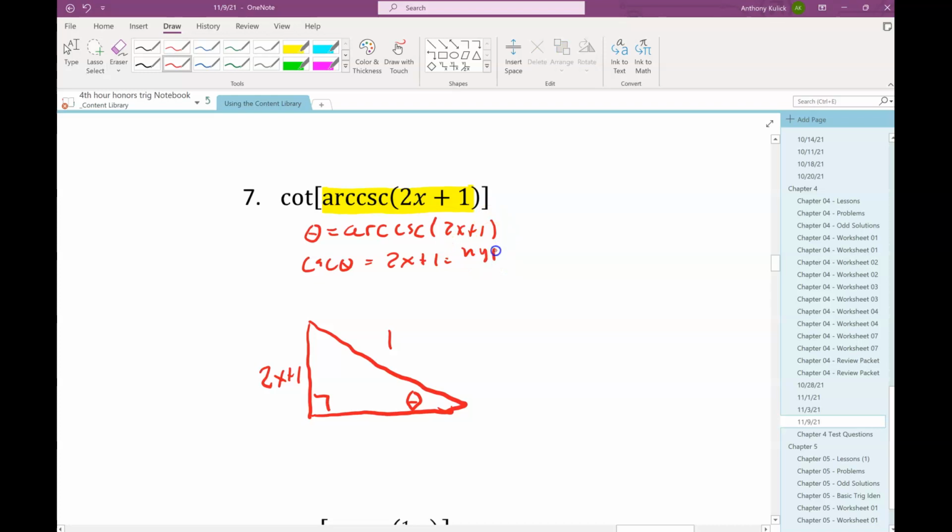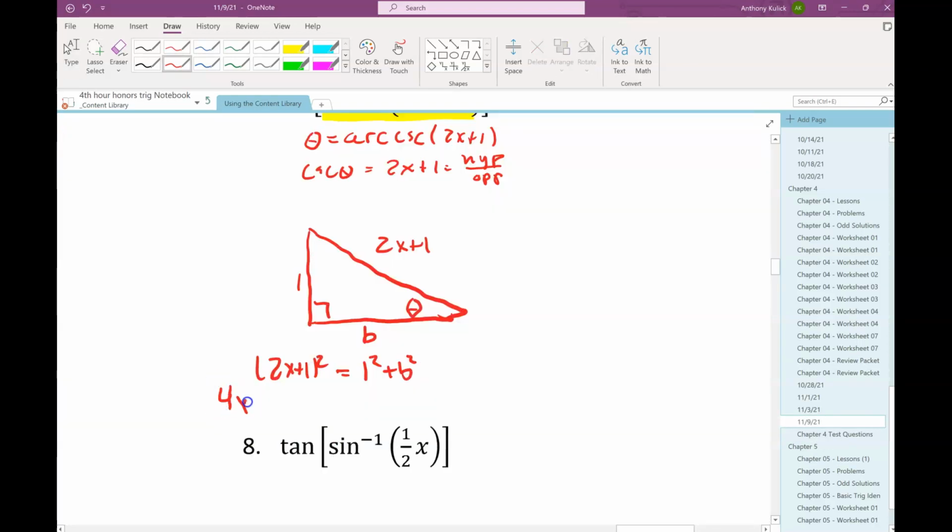So it should be hypotenuse over opposite. Excuse me. Thank you. So far, so good? Okay, I can use the Pythagorean theorem to solve for this side that I'll call b. So I know that a squared plus b squared is equal to c squared.